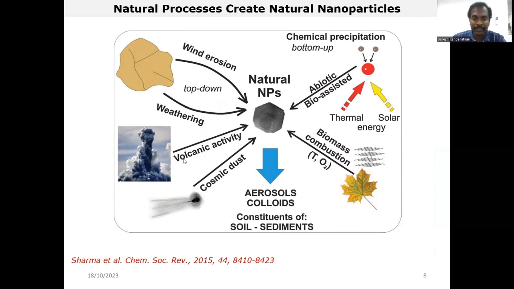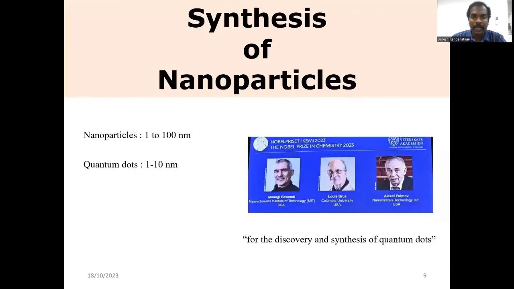You can see the volcanic eruption. During a volcanic eruption, nanomaterials are formed, like volcanic dust. The weathering process will also form varieties of nanomaterials. Wind erosion, abiotic factors. These varieties of natural phenomena produce varieties of nanomaterials on the earth. Is it possible to prepare nanomaterials in the laboratory? Yes, definitely. We can prepare nanomaterials in the lab.